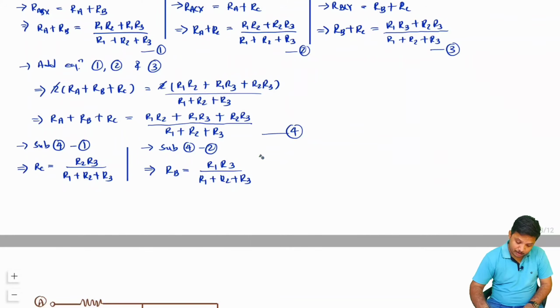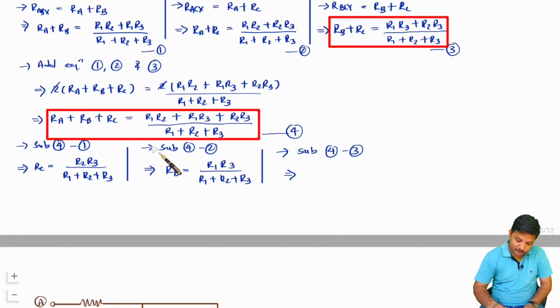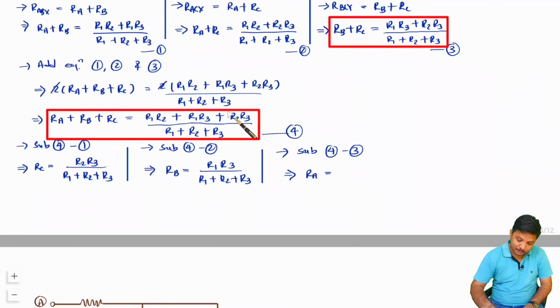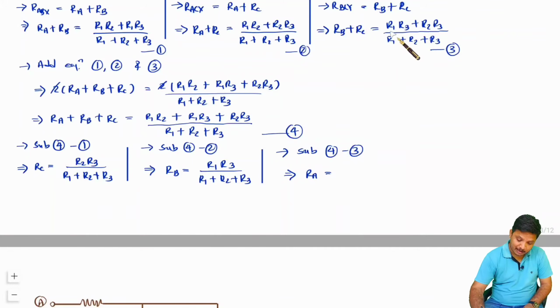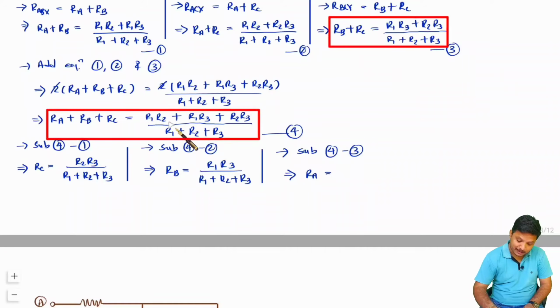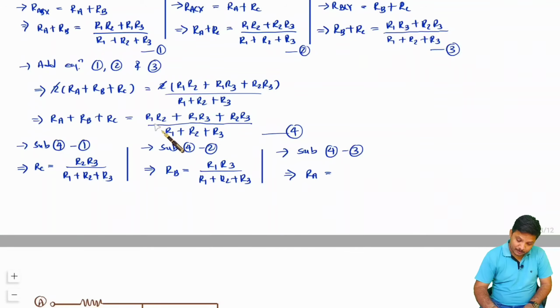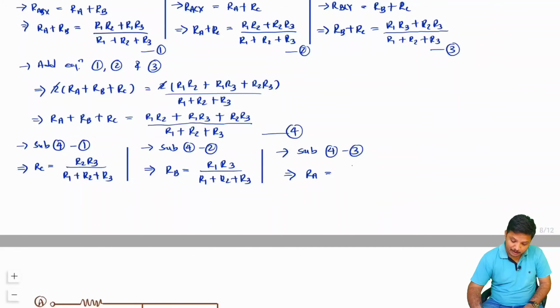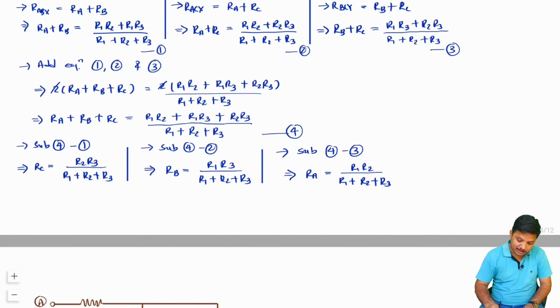And if you want the value of RA, then you can subtract equation 4 from equation 3. And if you do this, then you see RB and RC is there. So here RA will remain over here, and if you subtract this from this, then R1, R3 and R2, R3 will get cancelled, and you will be having the value of R1, R2 divided by R1 plus R2 plus R3. So now we got the formulas which I have discussed earlier.